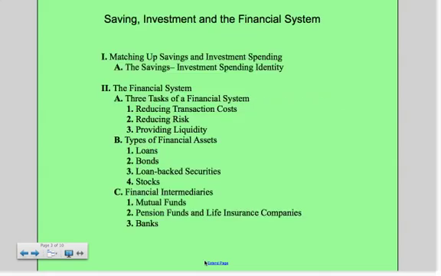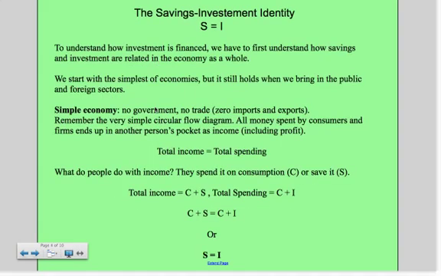Okay, let's start off by talking about saving investment in the financial system. This is Krugman Module 22. We're going to talk about the savings, investment, spending identity, why that's important. And then we'll talk about the financial system. We'll talk about what a financial system does, why it exists. We'll talk about the types of financial assets that system uses. Then we'll talk about financial intermediaries, or the people who are trading these financial instruments in order to accomplish the tasks in the financial system.